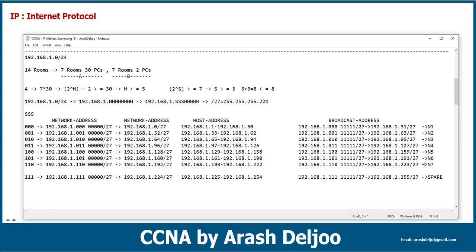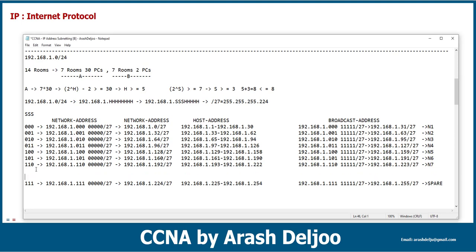We can use this spare range for IP address assignment for requirement B. You know that in requirement B, we need to design the subnetting for 7 rooms. And in each room, we need 2 IP addresses. Because of that, let me use this range for requirement B. This means that we need to start again with the subnetting for this requirement. In this requirement, we need to assign the IP addresses for 7 rooms.